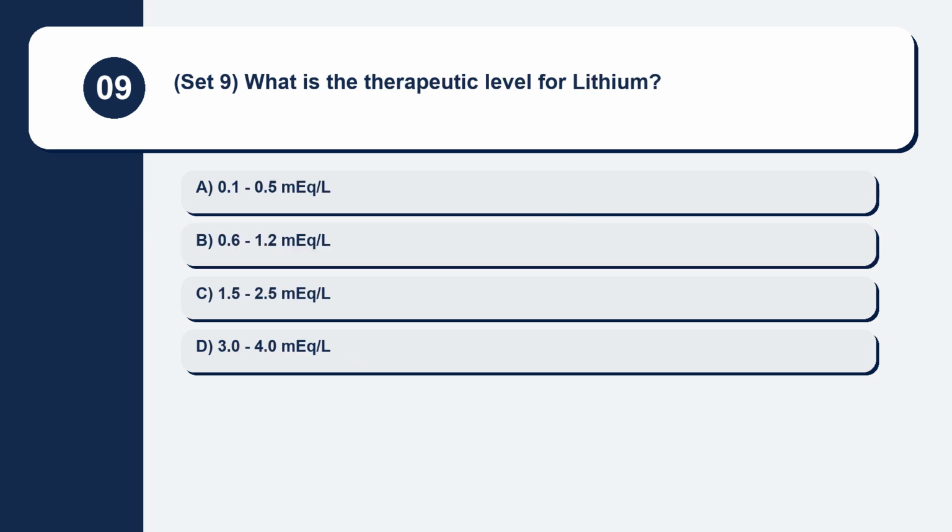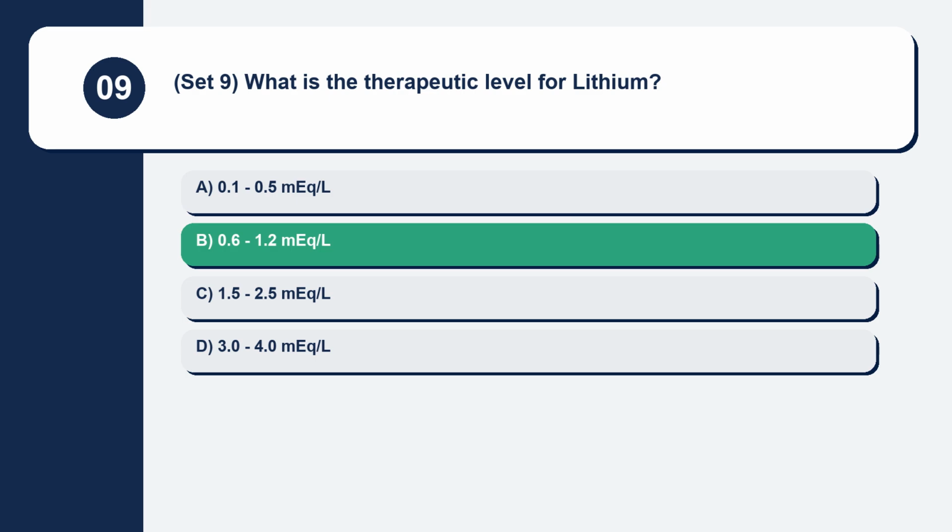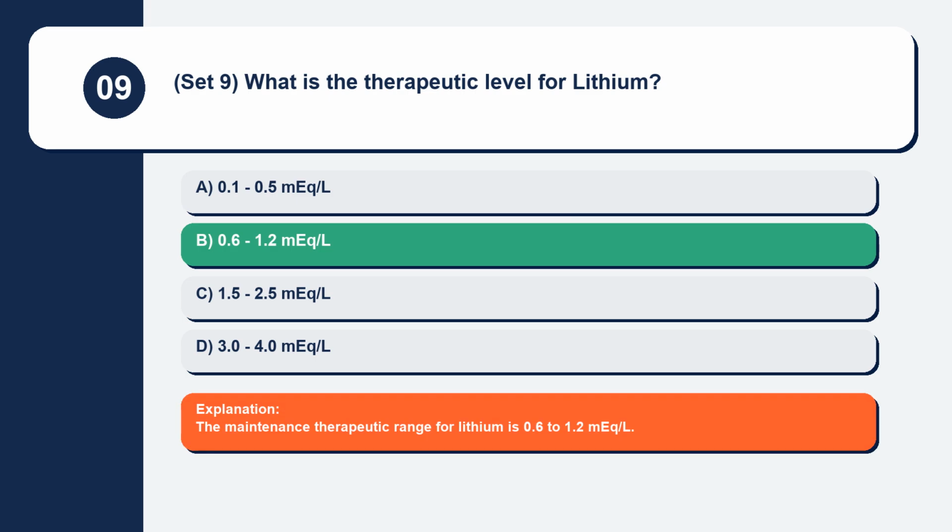Question 9. Set 9. What is the therapeutic level for lithium? 0.1 to 0.5 milliequivalent/L, 0.6 to 1.2 milliequivalent/L, 1.5 to 2.5 milliequivalent/L, 3.0 to 4.0 milliequivalent/L. The maintenance therapeutic range for lithium is 0.6 to 1.2 milliequivalent/L.